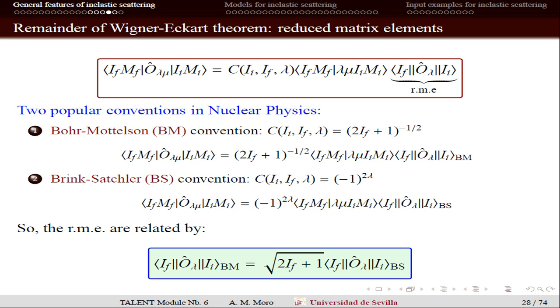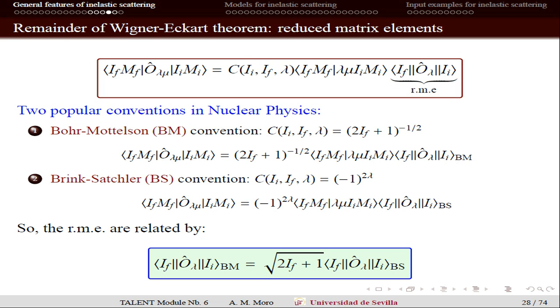So, two popular conventions. I gave just some names of popular books that use these conventions, but other people call them differently for sure. The Bohr-Mottelson convention is to take this C as this factor, and so the Wigner-Eckart theorem adopts this form. So this Bn here tells us that this reduced matrix element corresponds to the definition of Bohr-Mottelson.